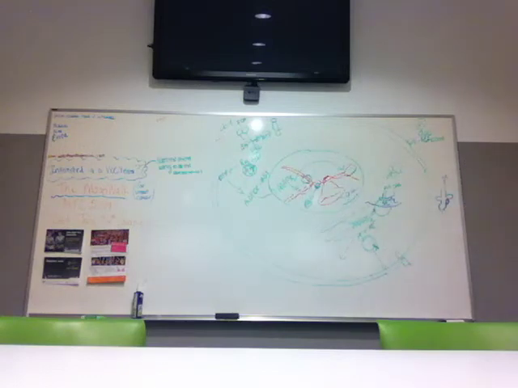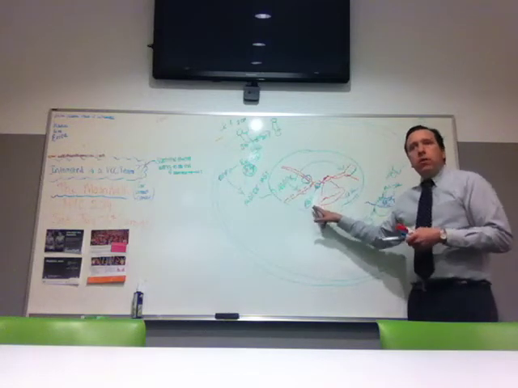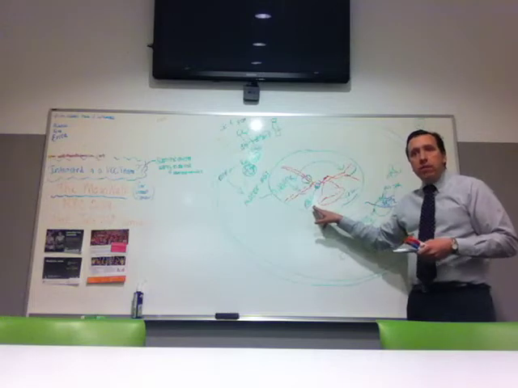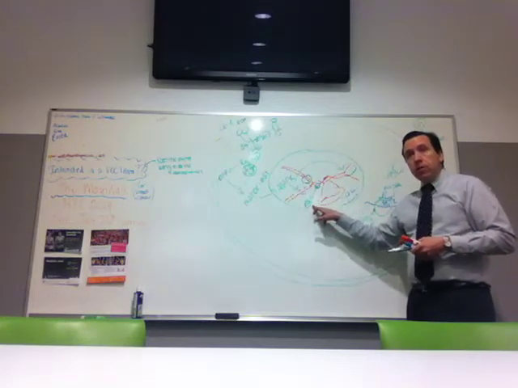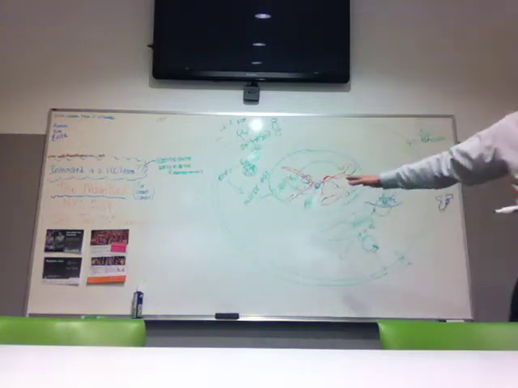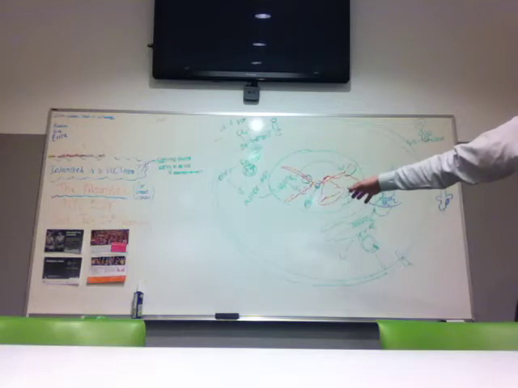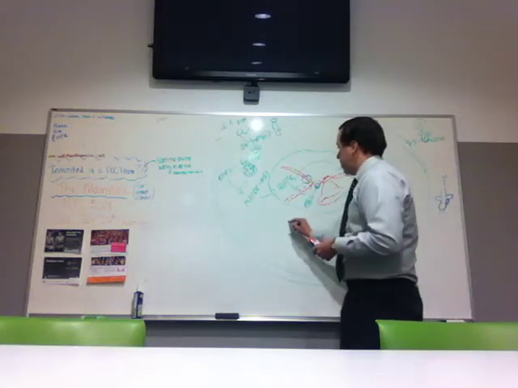P53 can do a couple of things. It's a gatekeeper. It can just shut down the cell cycle, right? We know that it can be directly involved in that. But it also can say, hey, we're done here. Just shut down the whole factory. Let's kill this cell. But what organelle does that happen in? Mitochondria? Good.